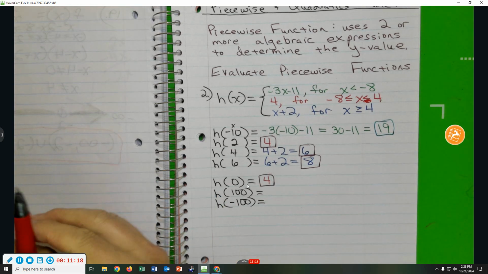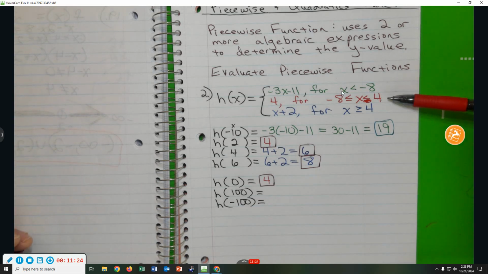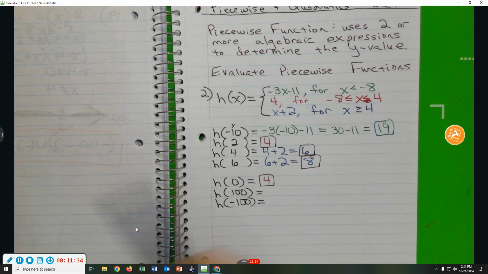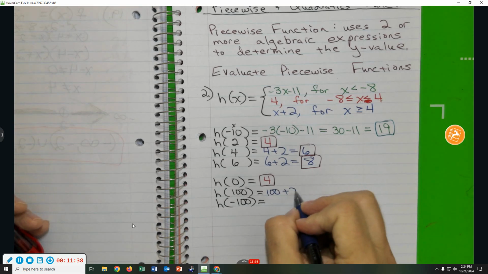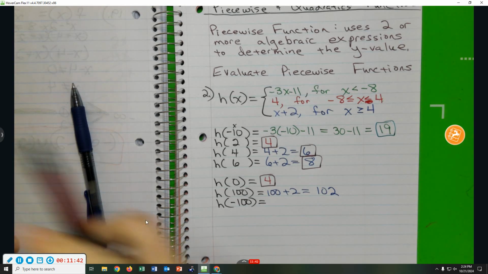What about h of 100? The x value is 100. Which piece will we use? Green, red, or blue? We're going to use the blue one. 100 is bigger than 4. So we're plugging into the blue one. 100 plus 2 gives me a y value of 102.